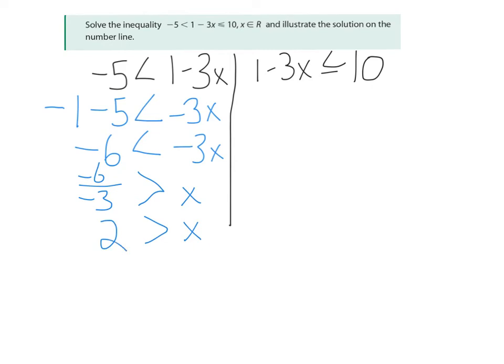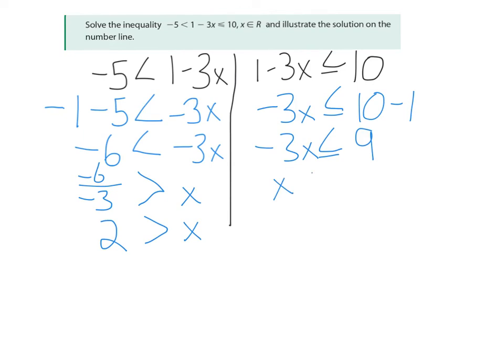Okay, so now we're going to go on the far side here now. We're going to do something similar. So we have our minus 3x again stays where it is, and our 1's going to come over and it's going to become a minus 1. So we have minus 3x less than or equal to 9. So again, we're going to change direction. Greater than or equal to 9 divided by minus 3. So x is greater than or equal to minus 3.